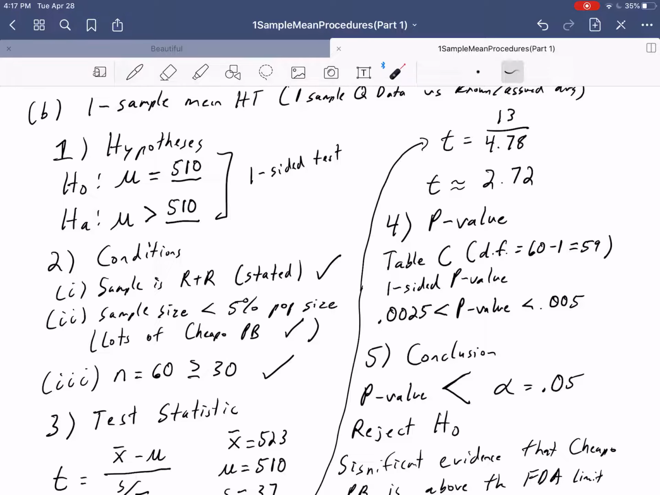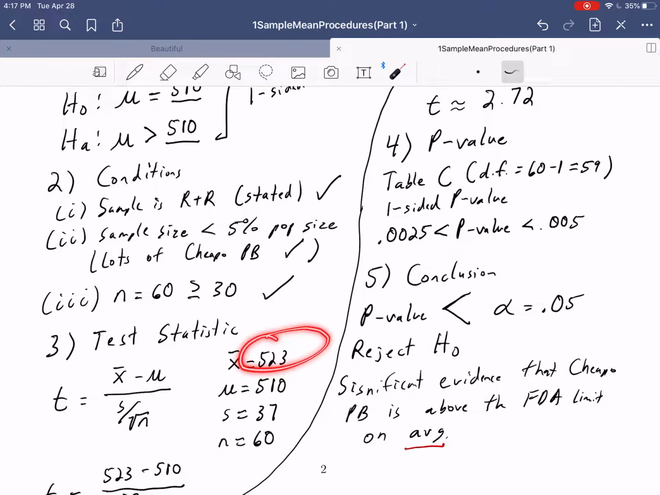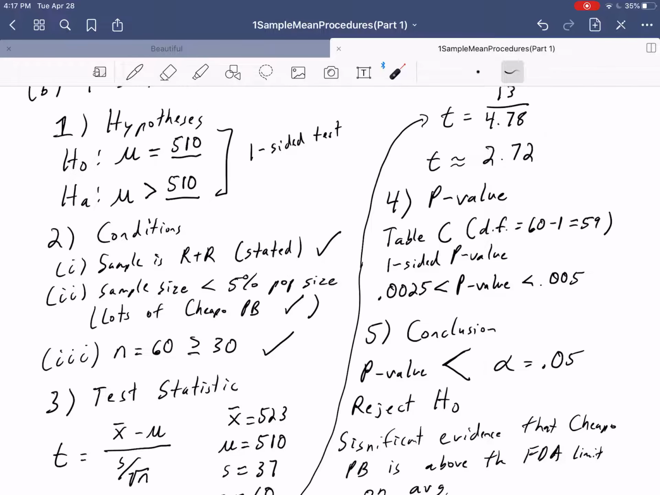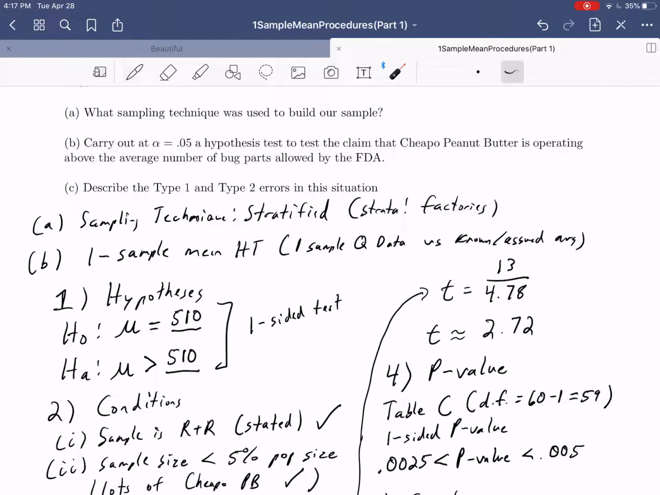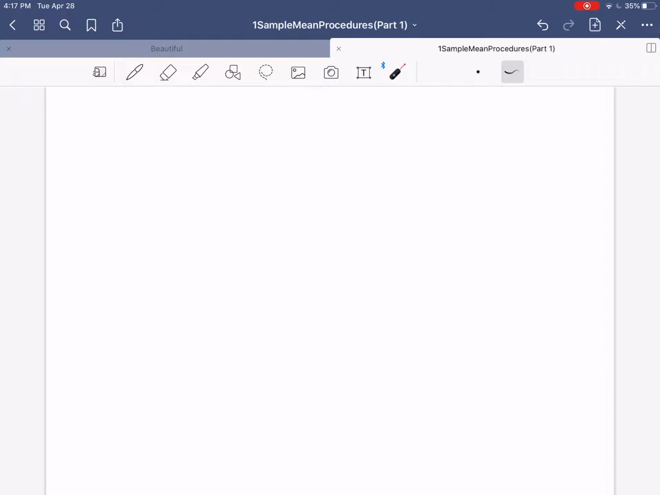Rather than believing that this was just sort of bad luck as a sample, we're convinced that they're actually operating above the limit. Are we convinced that they're operating at 523 per jar? Not at all. That's not at all what we're testing. We're just convinced that they're above the FDA limit. Okay, let's wrap this example up and wrap up this video by just briefly discussing the type 1 and type 2 errors on this. So we'll do that on the next page here.